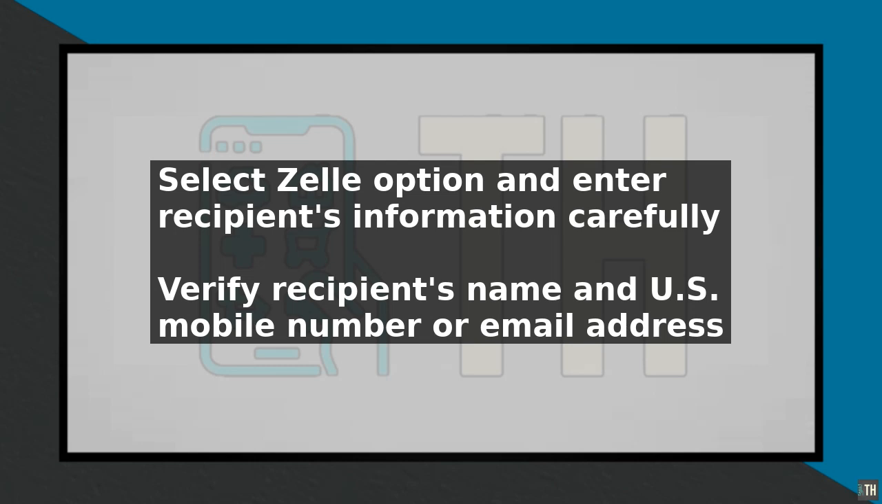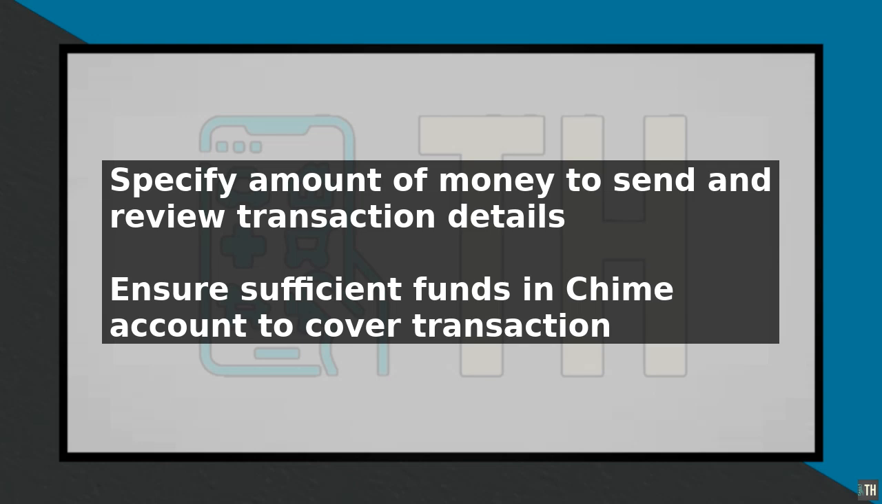After entering the recipient's information, you will need to specify the amount of money you want to send. Ensure that you have sufficient funds in your Chime account to cover the transaction, including any applicable fees. Review the transaction details carefully, including the recipient's information and the amount being sent, to confirm everything is correct. If everything is in order, confirm the transaction.